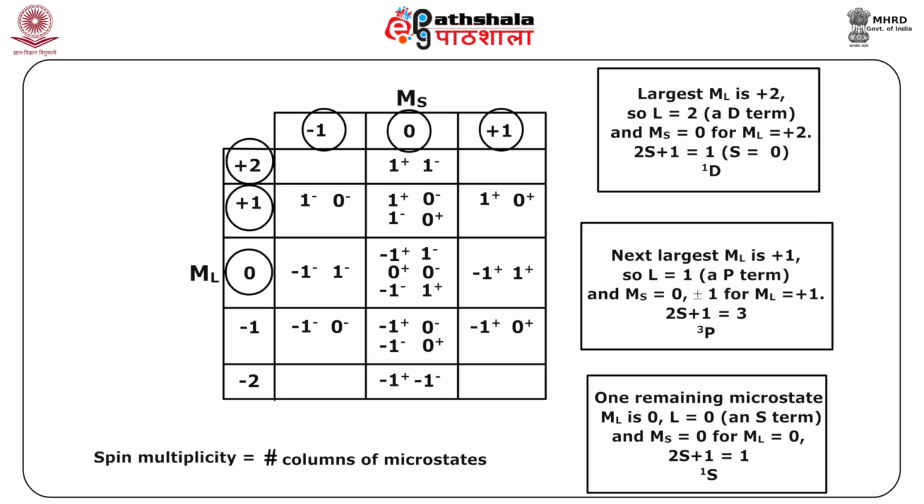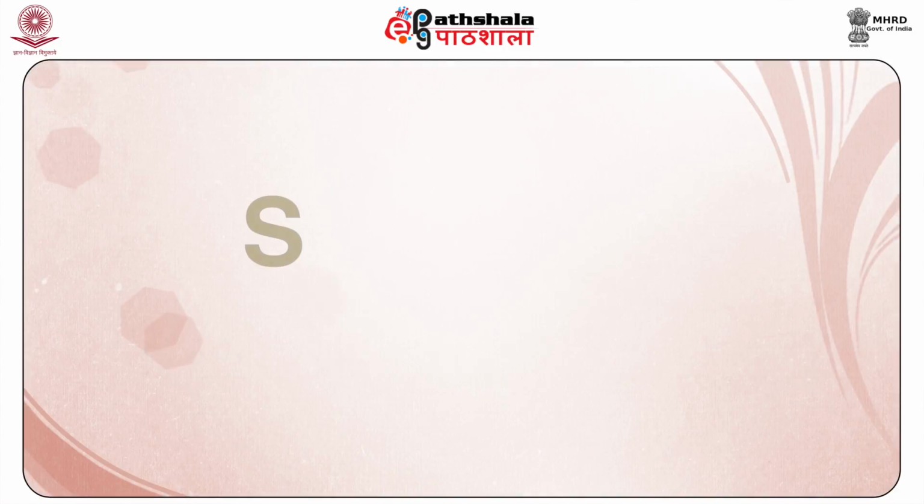Out of the three terms, the lowest energy term is the one with the highest spin multiplicity. In this case, triplet P is the ground state term. If in any case we have two states with the same spin multiplicity, then the ground state will be the one with the highest value of capital L.